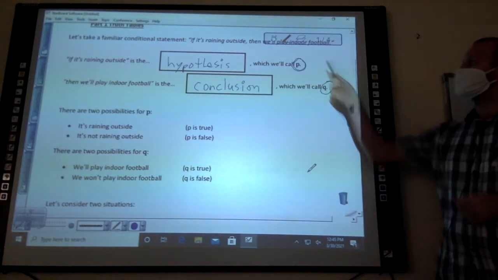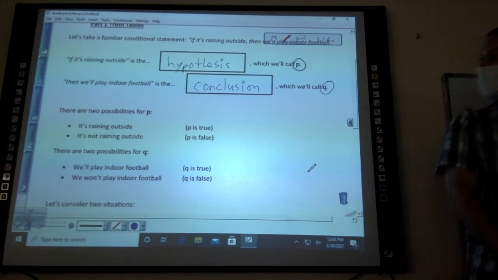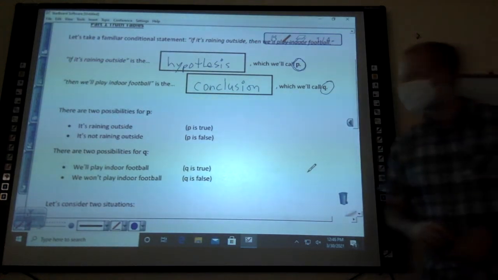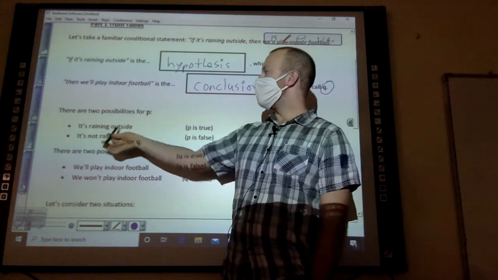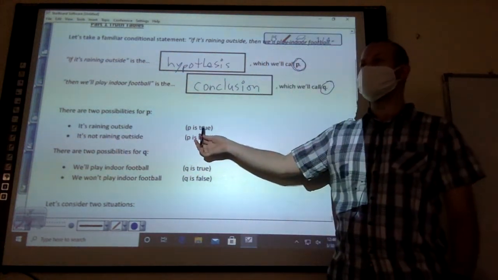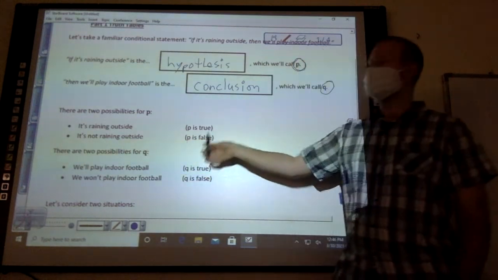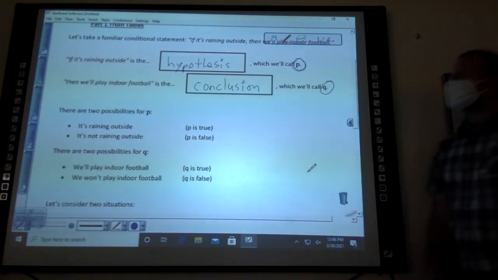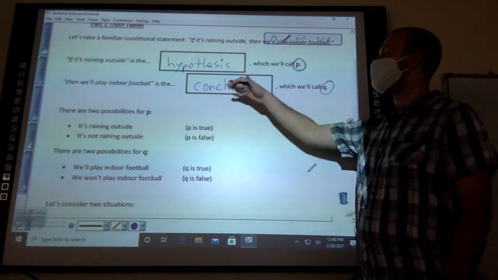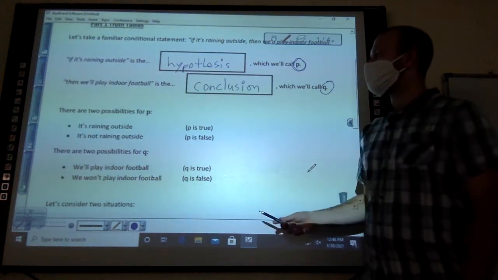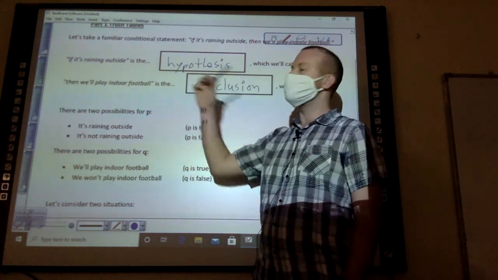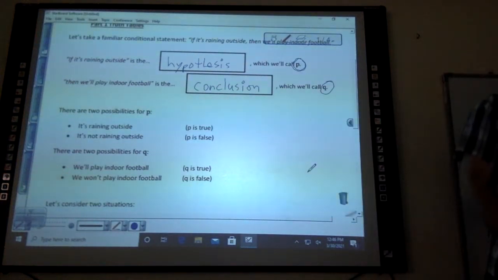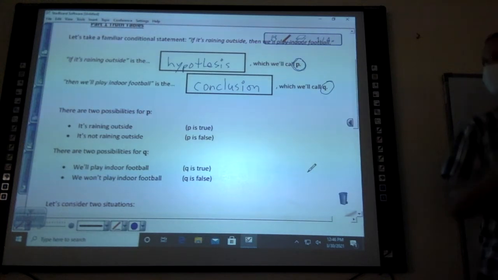So there's two possibilities for P. Either it's raining outside or it's not. This might seem really straightforward, but we need to go through this. If it's raining, P is true. If it's not raining, P is false. So if you look outside, today P is not true. It's not raining. And there's two possibilities for Q. Either Q is true or false. So we are going to use that and try and figure out if this statement is overall true or overall false.